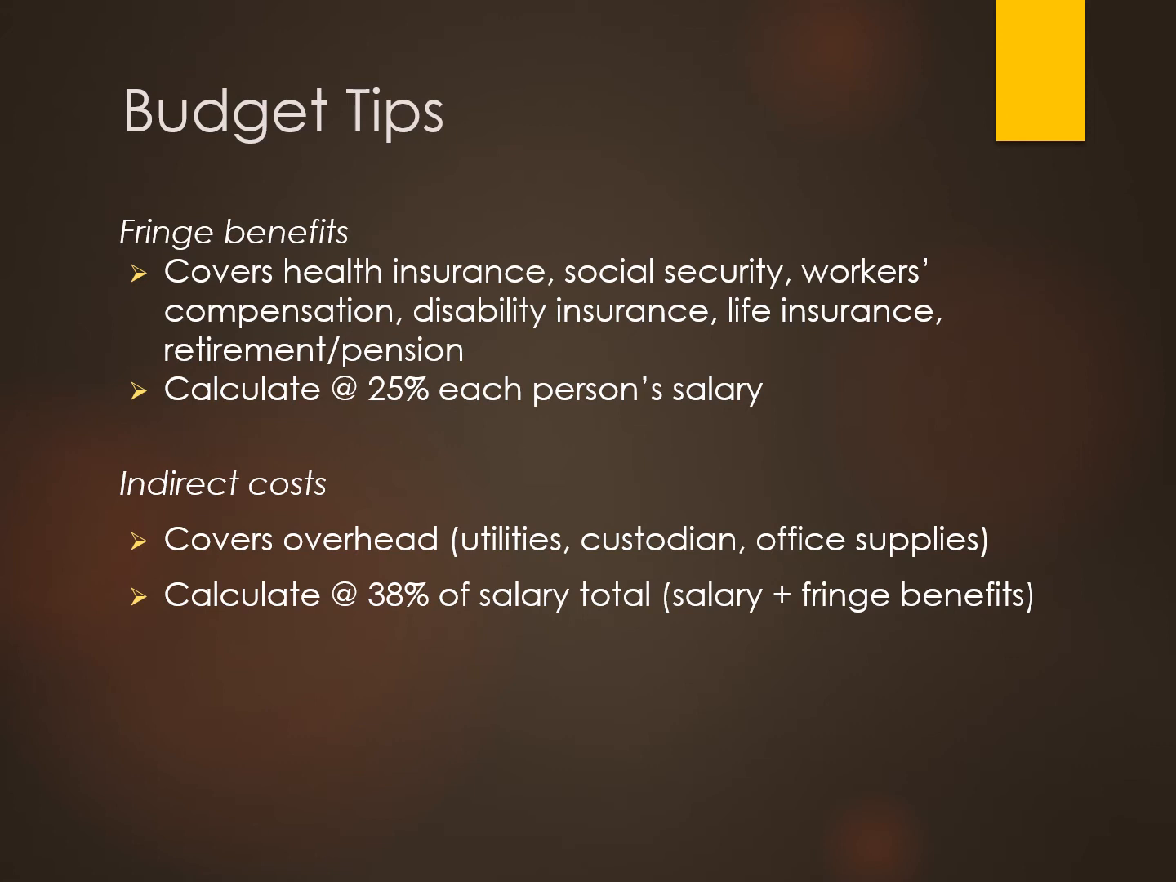Indirect cost covers overhead stuff like utilities, custodians, office supplies. And again, this will range depending on where you're at, but it can be anywhere from 10% to 50% as far as indirect cost.